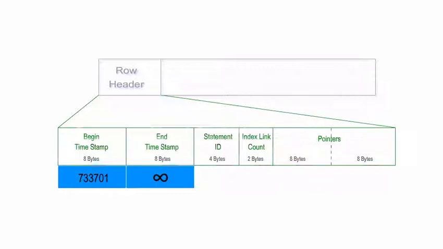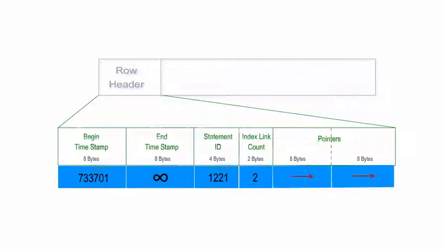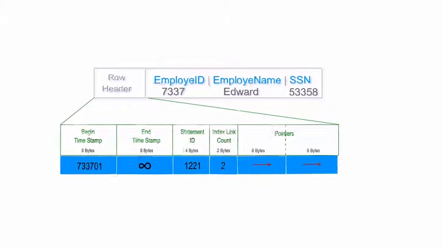Once a new version of this row is committed, the value for end timestamp will be replaced with the begin timestamp of the newly created version of the row. A row version which is never updated will always contain infinity as end timestamp. Statement ID is the identity of the statement which has created the row, while index link count specifies the number of indexes the row has. And the final fields in the row header are the pointers to the next row for the index. The total length of this field depends on the number of total indexes on the row.